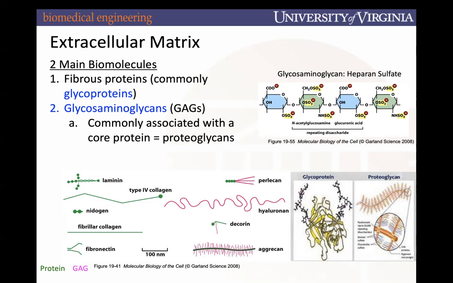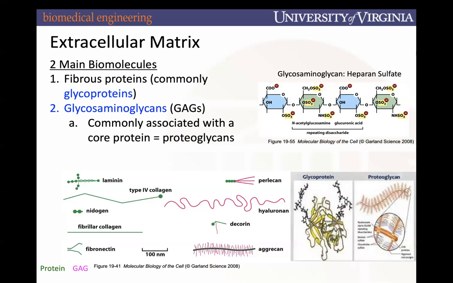One example of a glycosaminoglycan is heparan sulfate, to the top right here. They are characterized by having high saccharide units, repeating 2 sugar molecules there. And their length is dependent on what kind of species of GAGs they are. On the bottom left here, we have images of different proteoglycans and glycoproteins. The green denotes protein and the purple denotes GAGs here. So you can see that laminin, type 4 collagen, nidogen, and fibrillar collagen, as well as fibronectin, are glycoproteins that are mostly just protein.